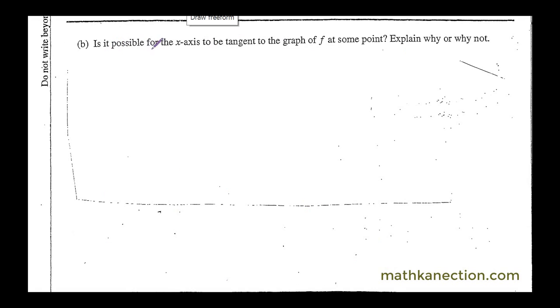So in part B, they want to know, is it possible for the x-axis to be tangent to the graph of f at some point? So the x-axis, remember, is just a horizontal line, and if the x-axis is going to be tangent to the graph, at that point, the slope of the x-axis and the slope of the graph of f are going to be equal to each other. So what's the slope of the x-axis? The slope of the x-axis is equal to 0.